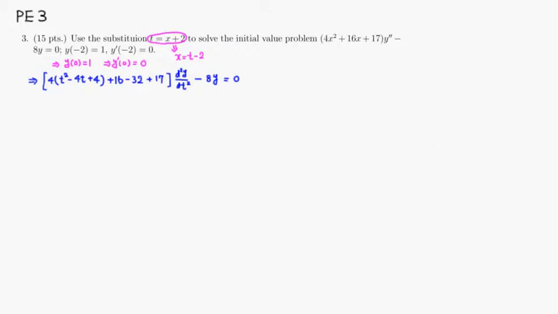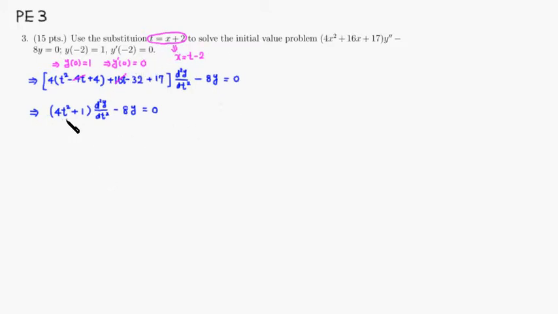So let's clean it up a little bit. You can see that this is going to give you 4t squared, and this is going to be 4 times negative 4t, so negative 16t, oh actually I forgot t here, sorry. So this guy, negative 16t, and there's a positive 16t, they cancel out. Then you have 4 times 4 is 16, minus 32 is negative 16, plus 17 is positive 1. So positive 1 here. So then you have the second derivative of y with respect to t, and a minus 8y is equal to 0. So this is the new equation in terms of t.